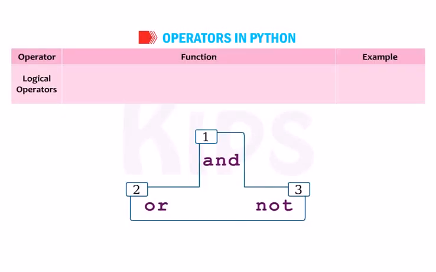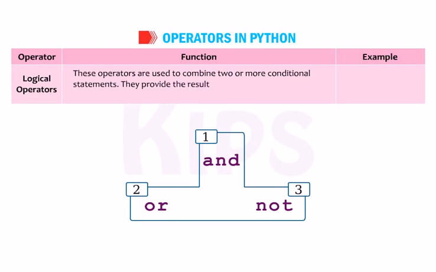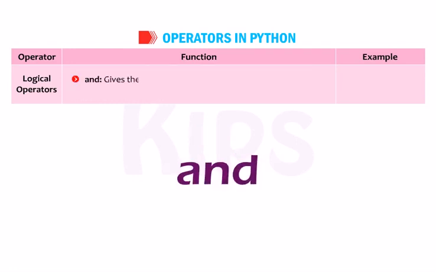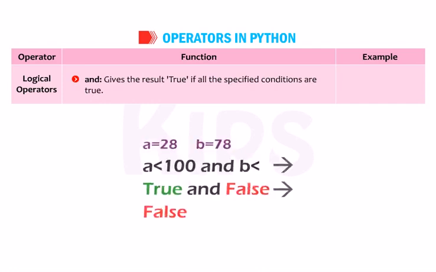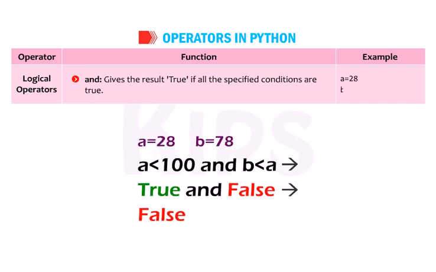Operator: logical operators. Function: these operators are used to combine two or more conditional statements. They provide the result in the form of true or false. These are of three types. And gives the result true if all the specified conditions are true. A equals 28, B equals 78. A is smaller than 100 and B is smaller than A.